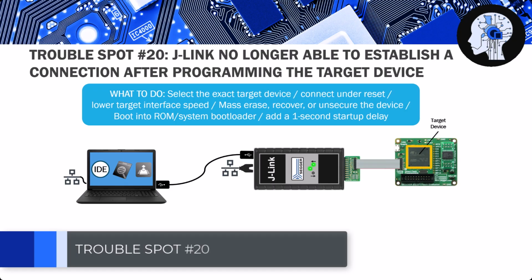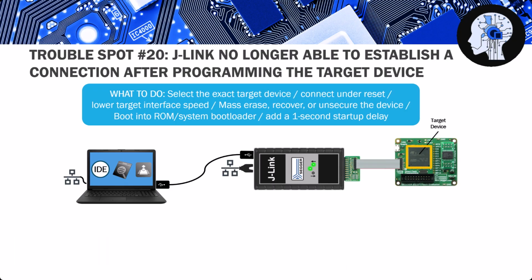If J-Link is no longer able to establish a connection after programming the target device, most likely the newly programmed firmware is blocking debug access by disabling SWD or JTAG, remapping debug pins, entering low power mode, enabling security or readout protection, or crashing very early. Here are some things you can try to recover from this. Try connecting via J-Link Commander first, not the IDE, to rule out any potential IDE issues. Select the exact target device, not just a generic core. This lets the J-Link DLL apply device-specific recovery handling, such as connect under reset, halt in bootloader, or unsecure device.